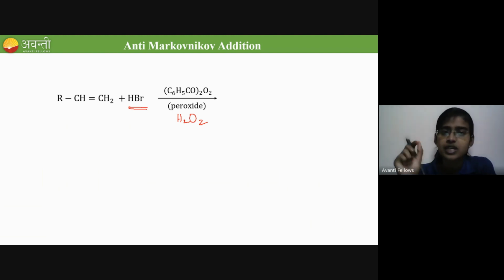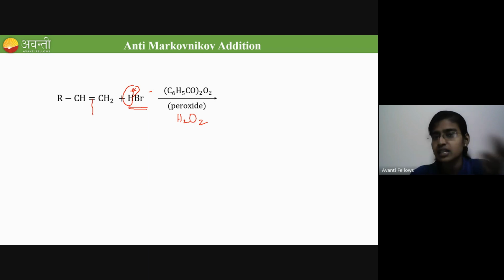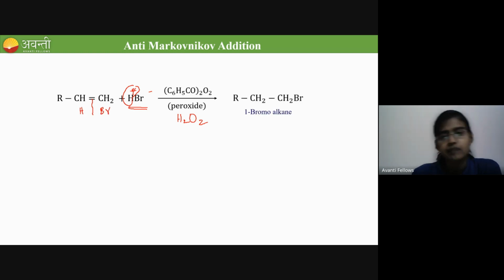Okay. So what is anti-Markovnikov? It is the opposite of Markovnikov. In Markovnikov, what have we done? We have added this positive part, hydrogen, to the carbon which has more number of hydrogens, right? Now you do it the other way around. You add the hydrogen to the carbon which contains fewer hydrogens, that is the second carbon. So add the hydrogen here and bromine here. You will end up with this product.